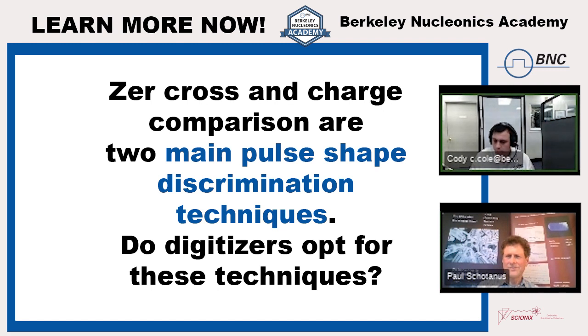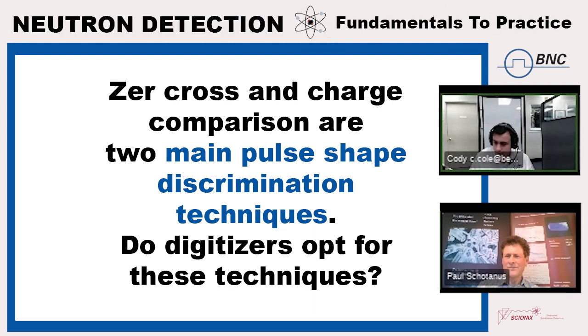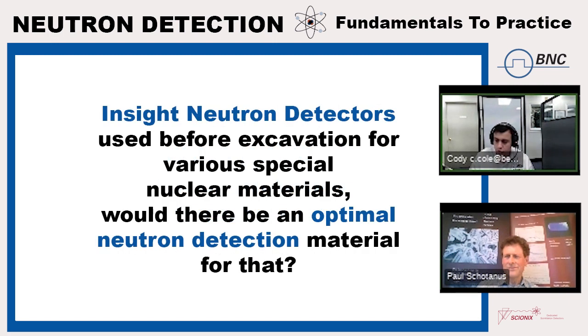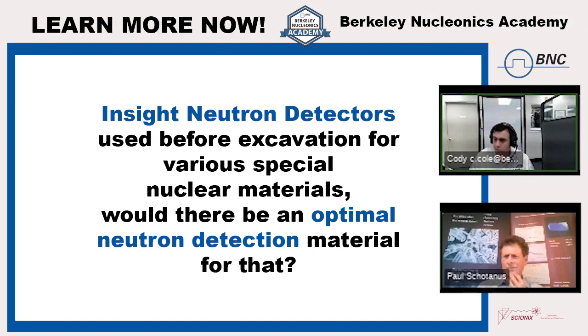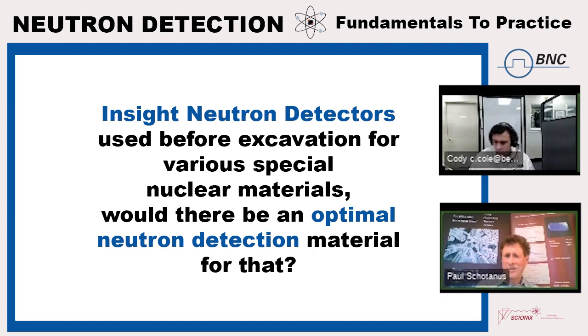Moving on to a question from Harold Specter. He comes from the perspective of nuclear criticality safety. He's wondering about suggestions for in-site neutron detectors to use prior to excavation for a variety of special nuclear materials. Would there be an optimal neutron detection material for that? That's a rather complicated question. I actually would need some more details to answer that question, because I didn't catch the first part of the question. Maybe that is something to write down in an email. We can look at it carefully, and I definitely think there is an option there in the scintillation solutions, but I would need more details.